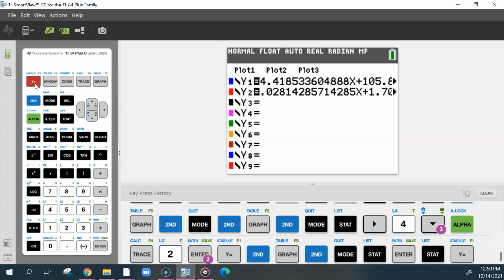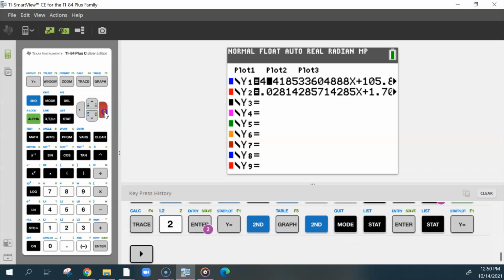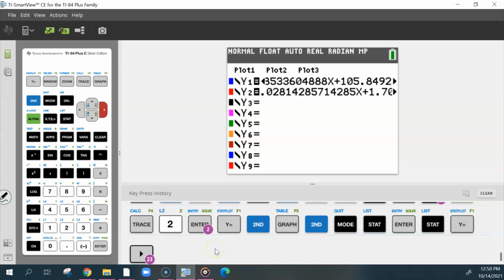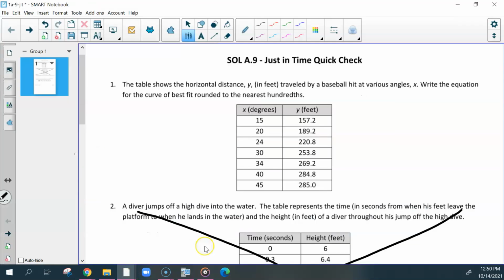Anyway, so it asks you to round to 2 decimal places, so 4.42x plus 105.85. Y equals 4.42x plus 105.85.